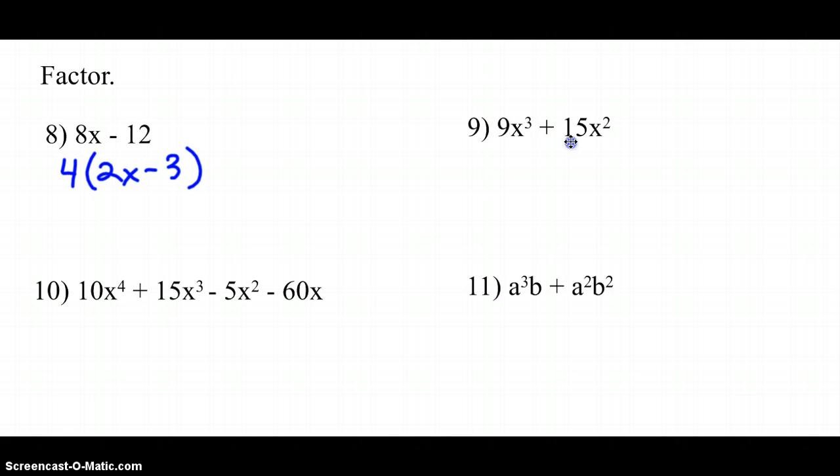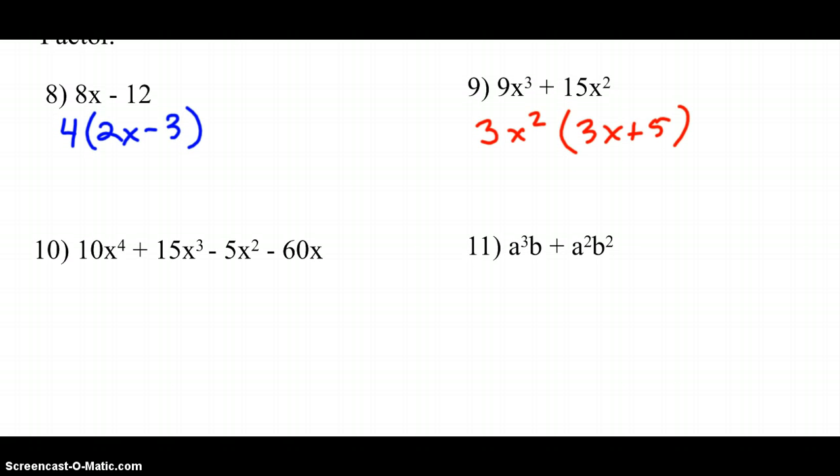The largest number for 9 and for 15 would be 3. And the largest degree exponent would be x to the second. Now, we can think of it as division, or we can think of it this way. 3x squared times what equals 9x cubed? Well, that would need to be a 3, and I need one more x. 3x squared times what would equal 15x squared? That's just simply a 5.